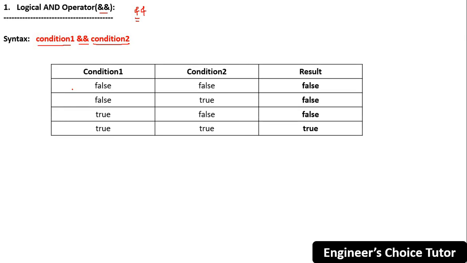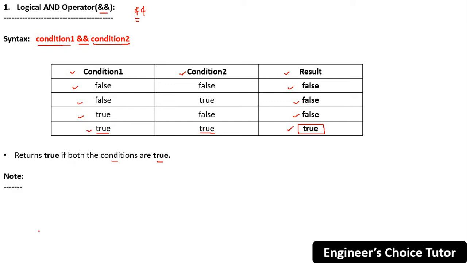Then this is the truth table. See, condition 1, condition 2, and then the result. If both conditions are false, then the result is false. Then false, true: the result is false. True, false: false. True, true: true. So with the help of this table, what is the conclusion? It returns true if both the conditions are true. See, here it returns true, and in this case condition 1 is true and condition 2 is also true. So it returns true if both the conditions are true.